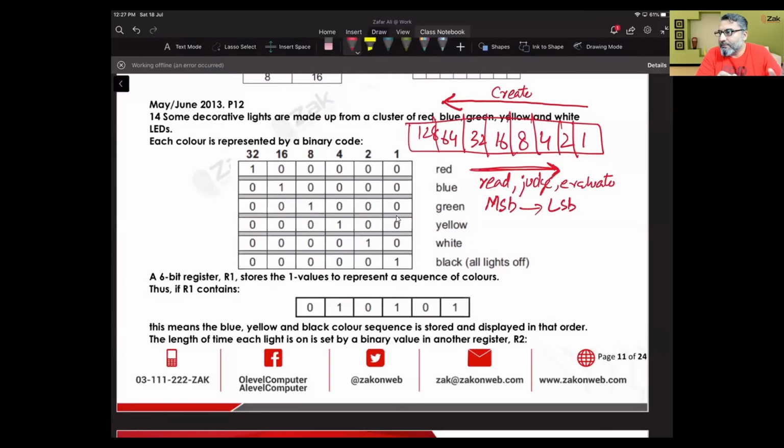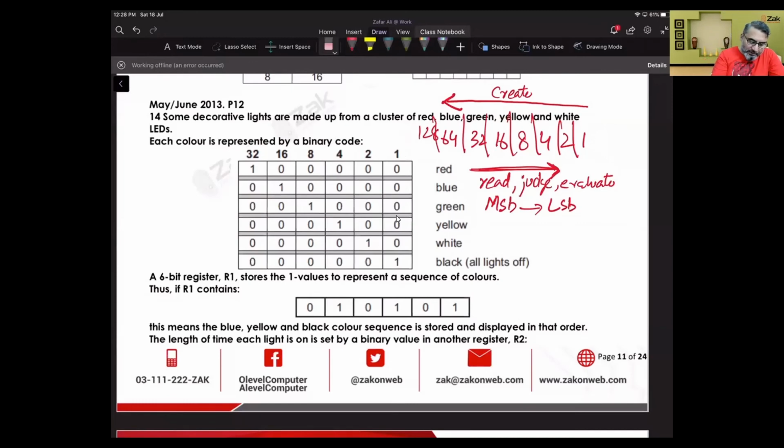So when the computer will read this byte or this register, it will read this first, then this, then this, then this, then this, then this. This is what you have to keep in your mind when we are doing this question. So some decorative lights are made from a cluster of red, blue, green, yellow, and white LEDs. Each color is represented by a binary code.